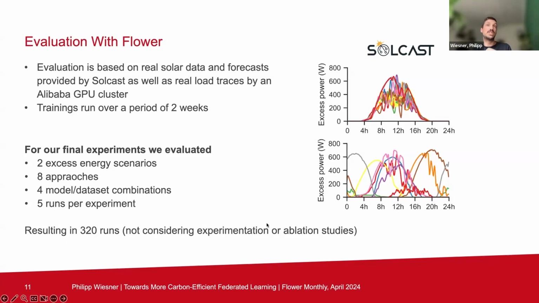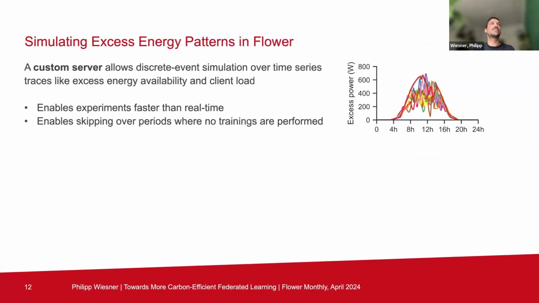So what we did in the end, we do perform actual federated learning trainings, but we're simulating the environment and we're simulating time. And we did this by implementing a custom server in Flower that allows discrete event simulation over time series datasets, about time series traces, like, for example, these load traces. And this enables us to do experiments faster than in real time. And also very important, it enables us to skip over periods where no training is performed. So here on the right, you can see in this co-located scenario between 8 in the evening and 4 in the morning, there's no energy available ever because it's night. So we can just skip over those 8 hours. We don't really need to wait.